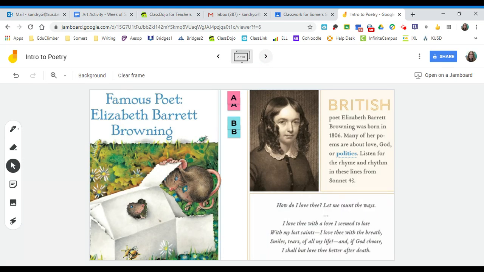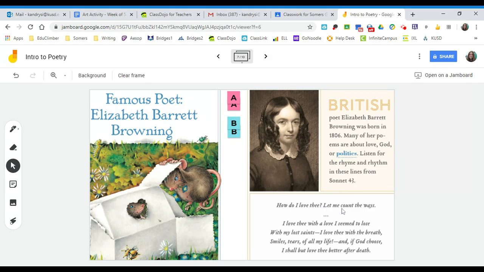And here we have our famous poet, Elizabeth Barrett Browning. She was a British poet. Elizabeth Barrett Browning was born in 1806. Many of her poems are about love, God, or politics. Listen for the rhyme and rhythm in these lines from Sonnet 43.